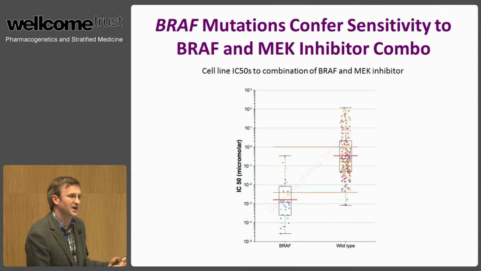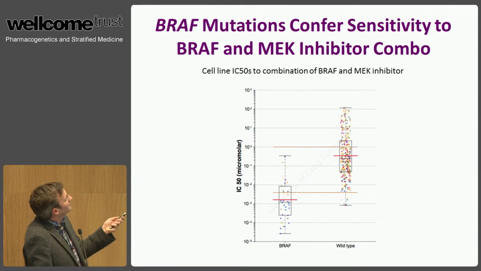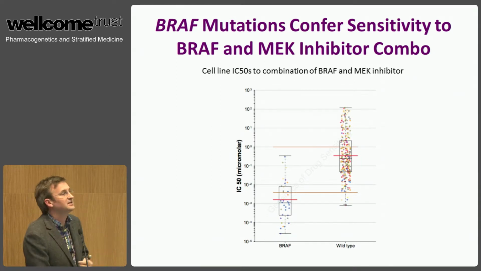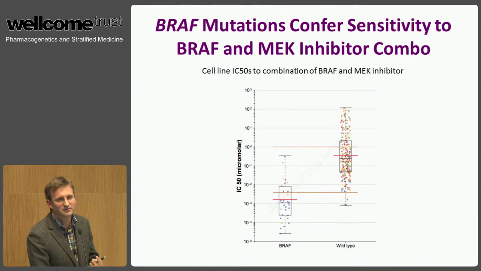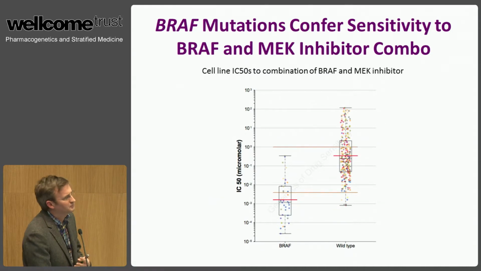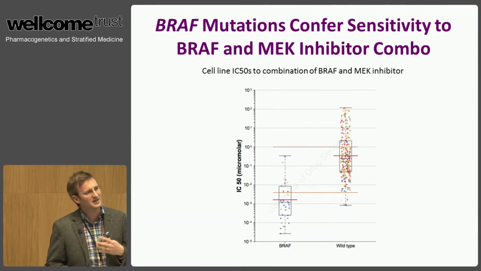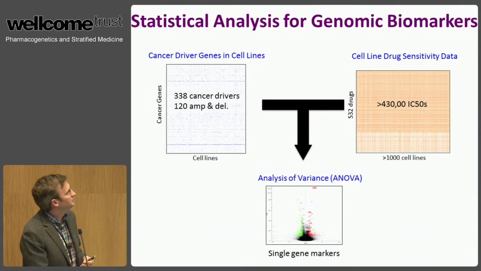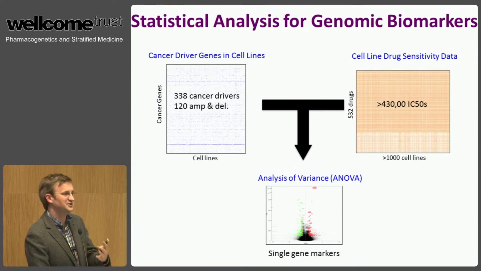So very simple observation, and in fact, this particular combination, which is dabrafenib and trametinib, is now clinically approved for the treatment of melanoma patients who have this particular genetic lesion. So you can capture these types of things using these very unbiased screening efforts. This is just one example, but what we endeavor to do is to look for these types of relationships, not just for one drug and one gene, but across hundreds of drugs and hundreds of genes. And to do that, we use a number of statistical methods.